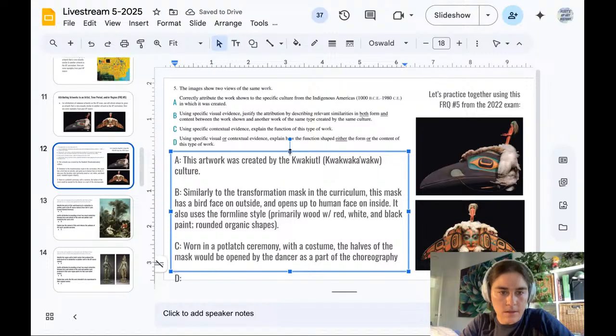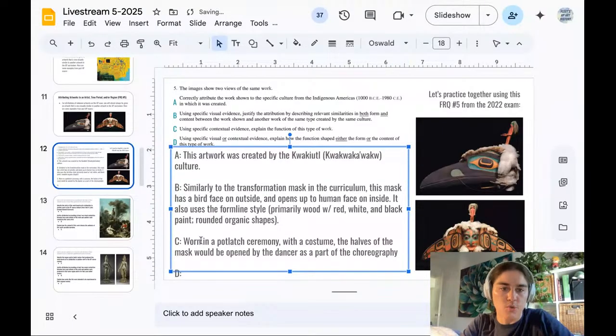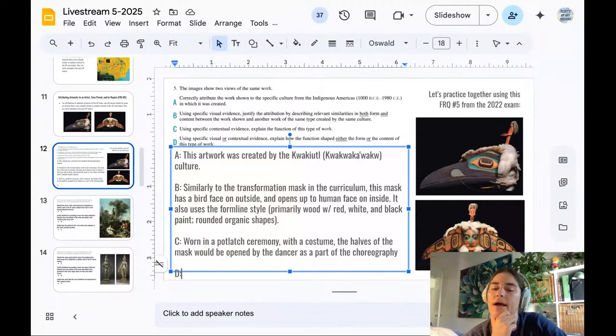And then using specific visual or contextual evidence, explain how the function shaped either the form or the content of this type of artwork. So can anybody remember exactly why these avian forms, these bird forms, as well as these human forms were used in transformation masks?